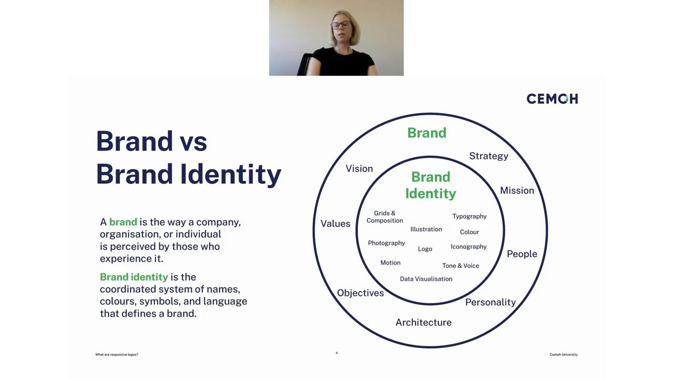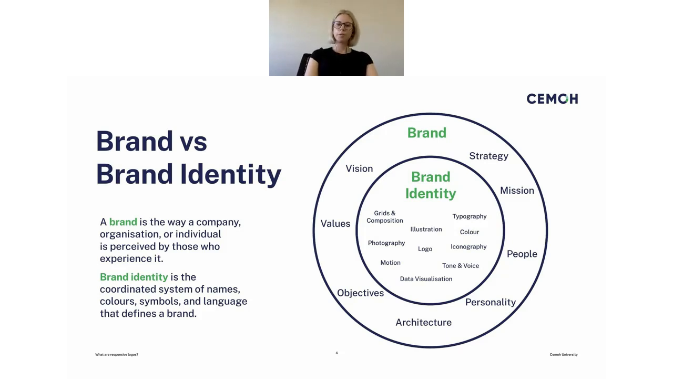And the reason that understanding branding and understanding the wider picture, which is your vision, your strategy, your mission, the architecture and the objectives and the personality that sits behind your brand identity, is because these perceptions are really important, and these perceptions are malleable, they're shapeable.